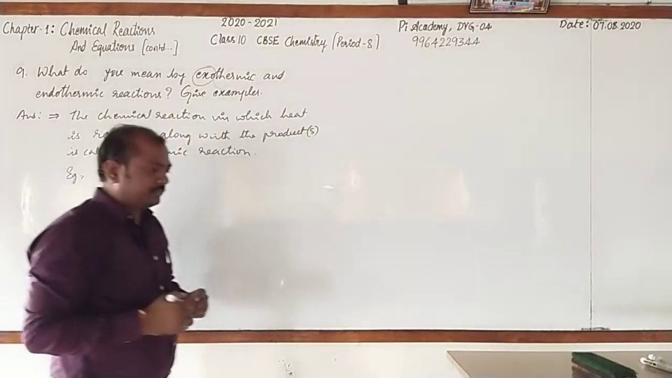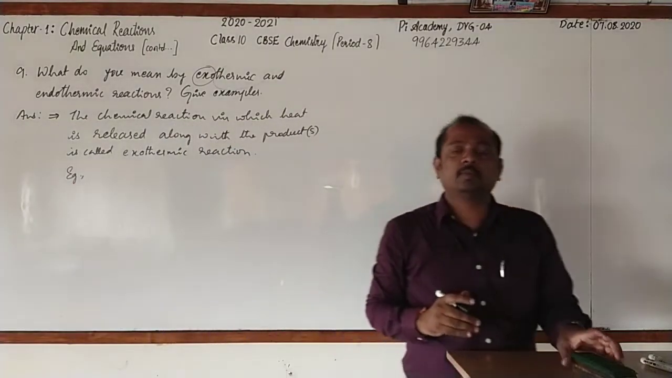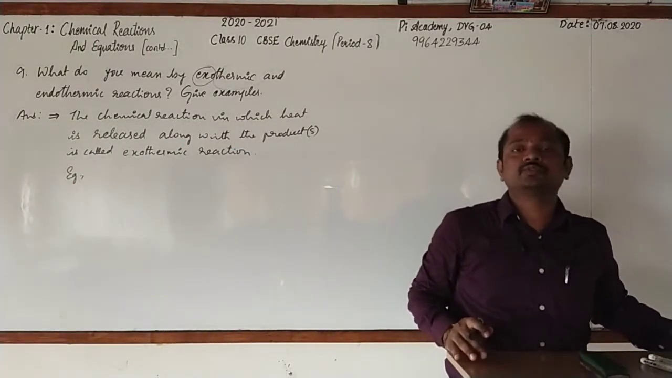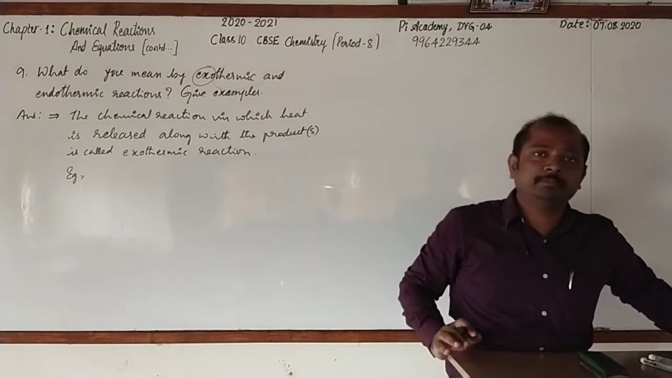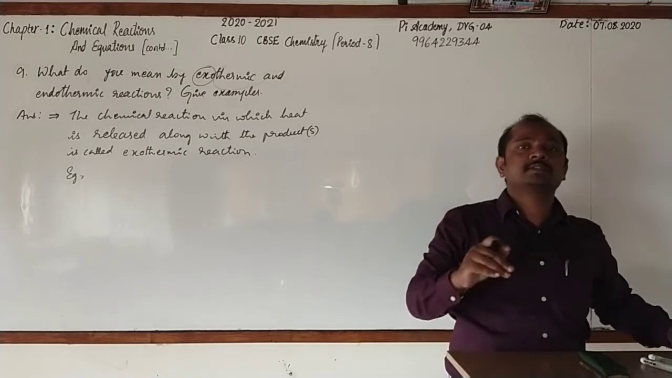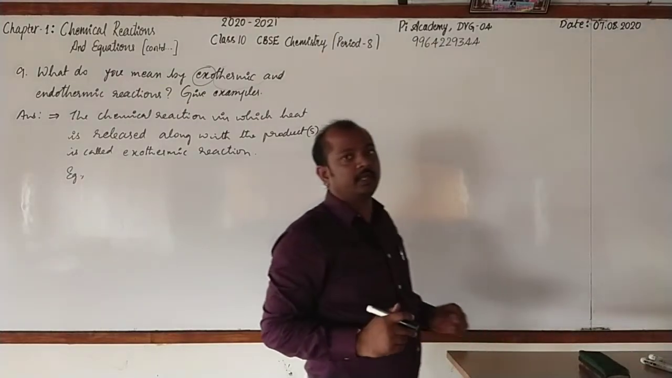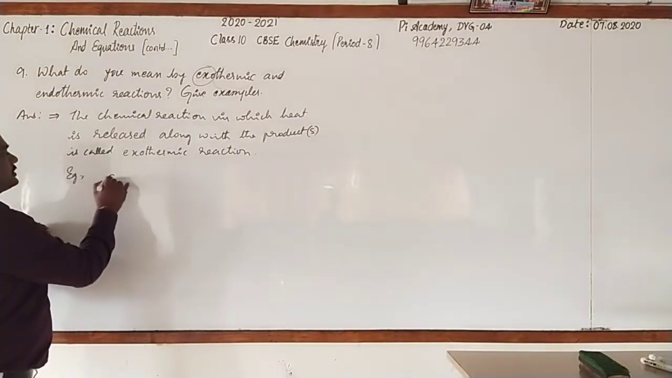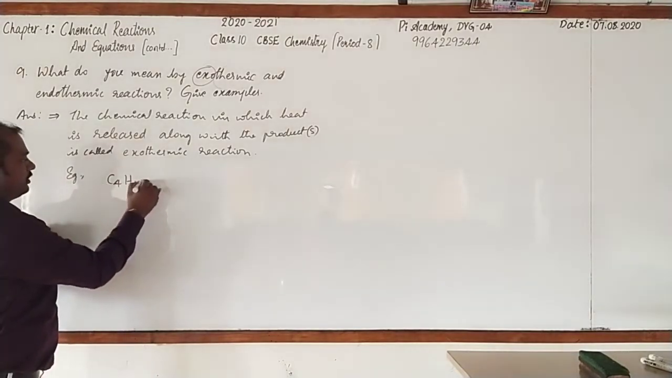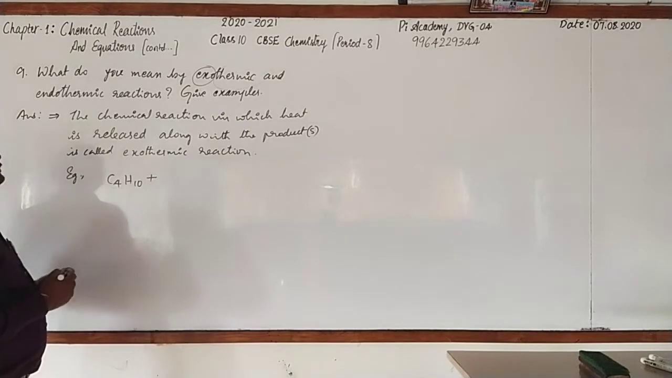Could you tell the domestic cylinder that we use in our home? It is LPG, liquefied petroleum gas. What is its main component? Yes, you are right. It is butane. What is its chemical formula? It is C4H10. Right.